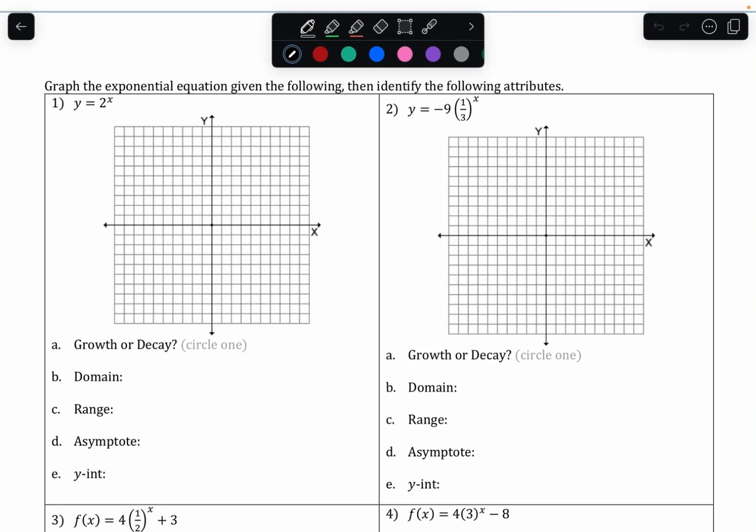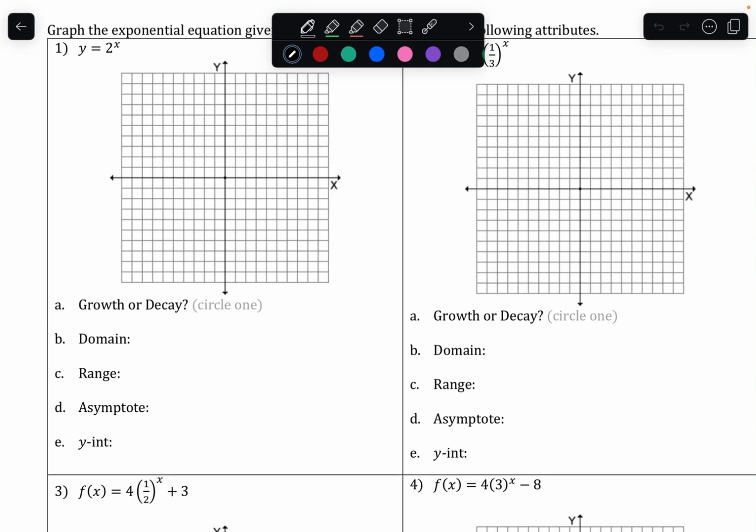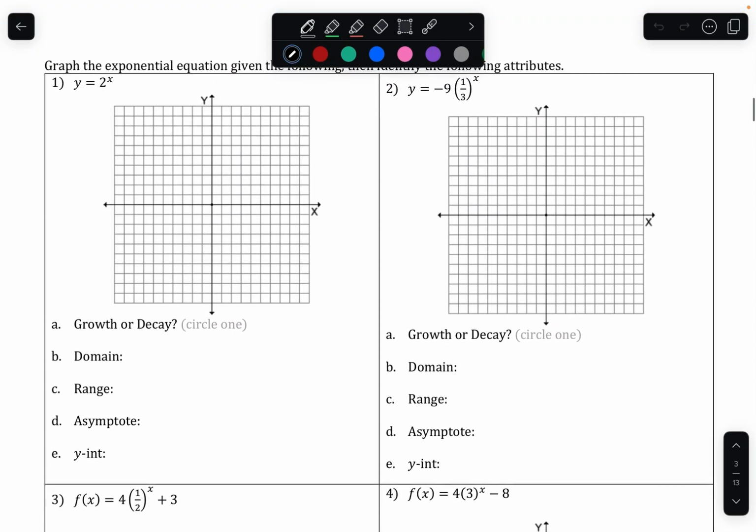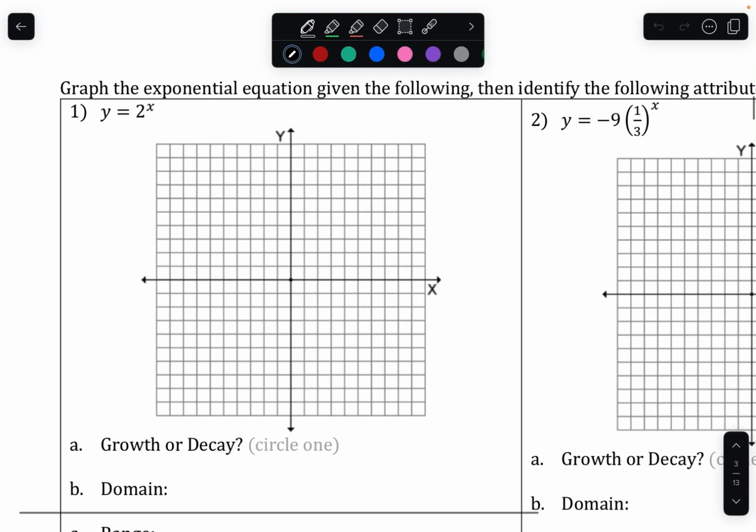All right, in this last section, we're actually going to create the graphs ourselves. And so given the equation, we need to be able to create the graph. And to do that, it's helpful to identify this information. And so looking at this first example, I just see 2 to the x.